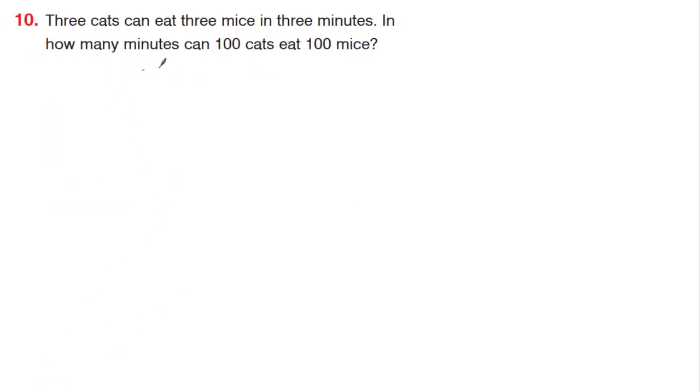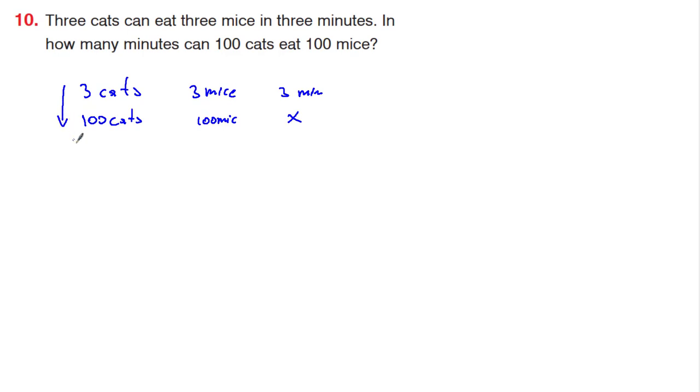3 cats can eat 3 mice in 3 minutes. So 3 cats, 3 mice in 3 minutes. In how many minutes can 100 cats eat 100 mice? The most intuitive answer would be 100, but we have to check whether it is correct.